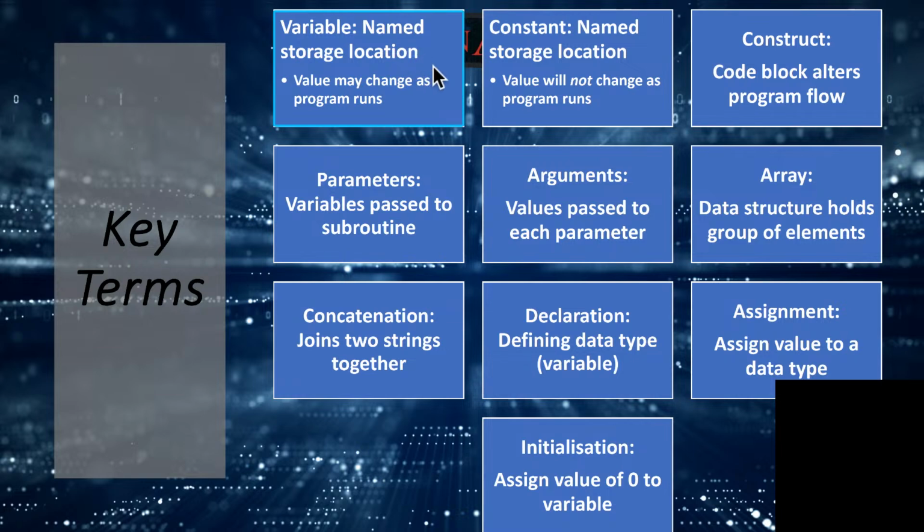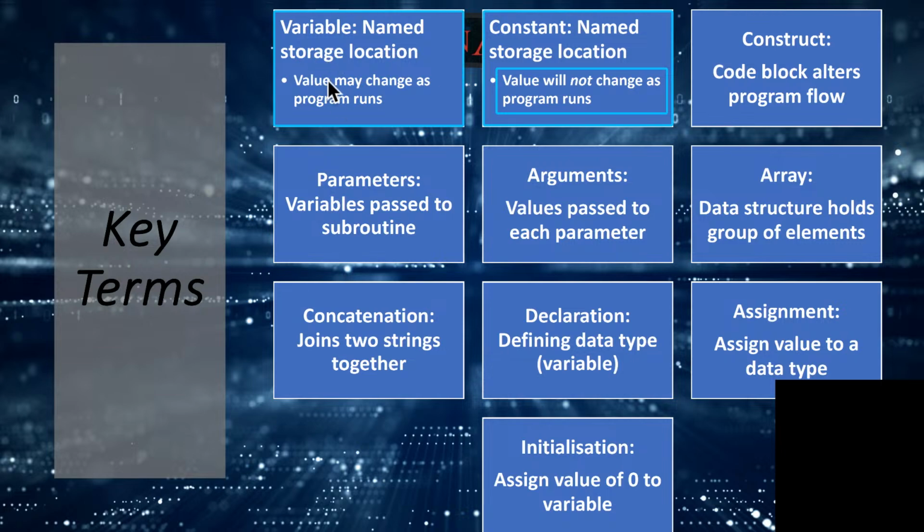You've got a constant, which is exactly the same. It's a named storage location, so you might call it pi, and then you'll put in the value of pi. And for pi, it doesn't change, therefore it's a constant, and the value will not change as the program runs, okay? And it's that, as the program runs, that is really important.